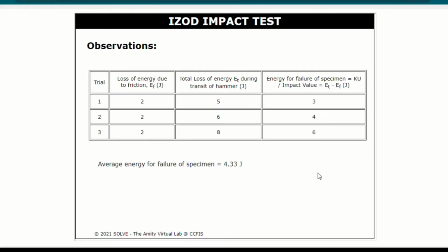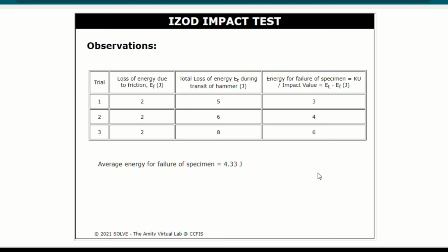Observation. Trial 1. Loss of energy due to friction is 2 joules. Total loss of energy during transit of hammer is 5 joules. Energy for failure of specimen is 3 joules. For trial 2, loss of energy due to friction is 2 joules. Total loss of energy during transit of hammer is 6 joules and energy for failure of specimen is 4 joules.